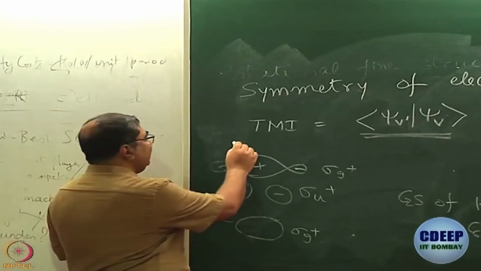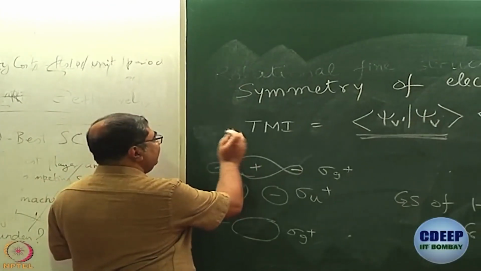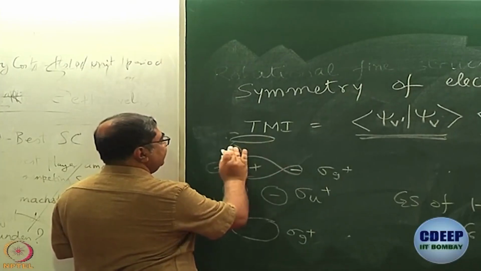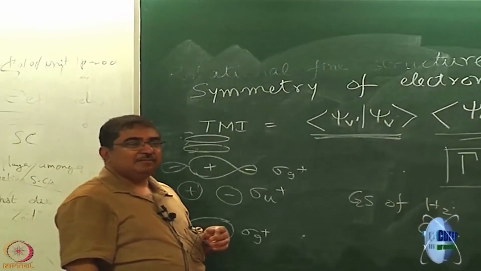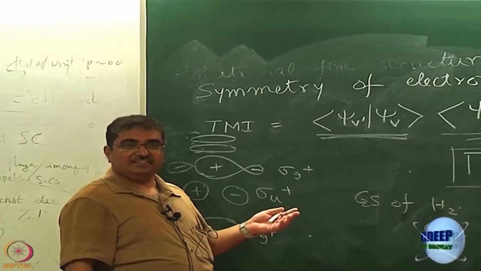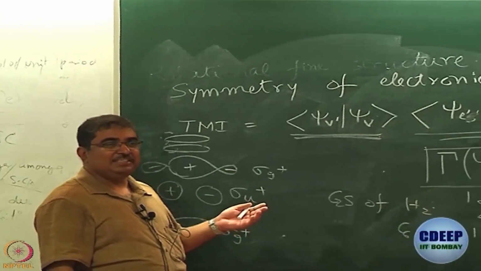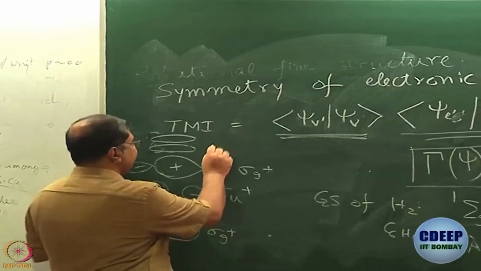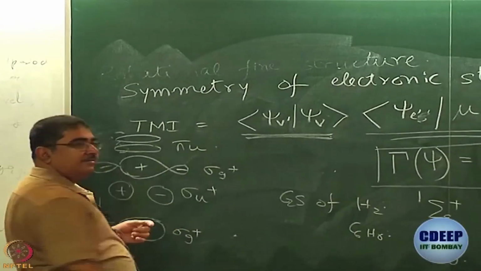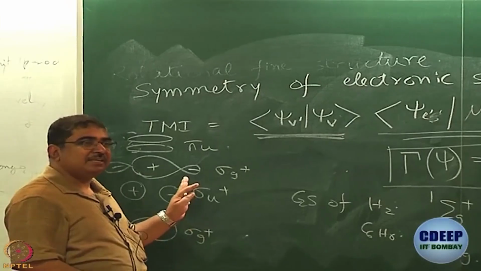And what about the pi bonding orbital? What is the symmetry of pi? Well, the symmetry of pi is pi. But which one? Pi G or pi U? Pi U, right? Are we clear about that?